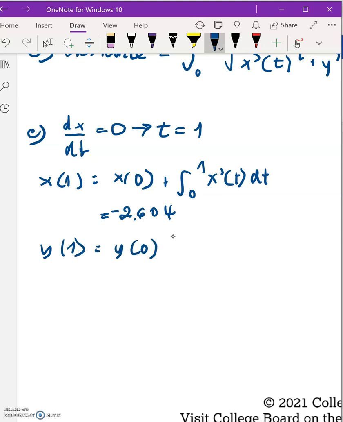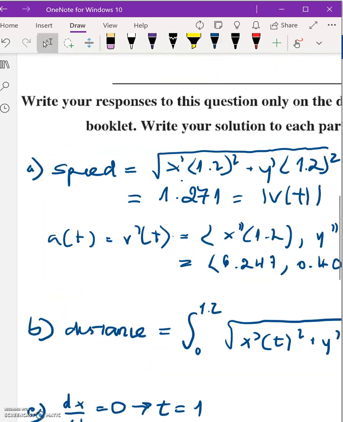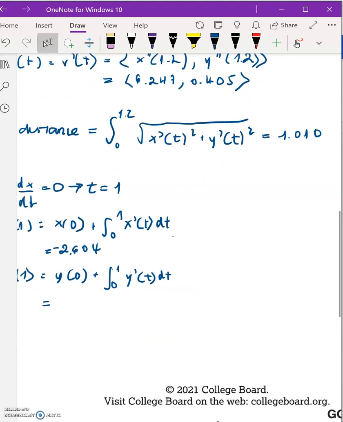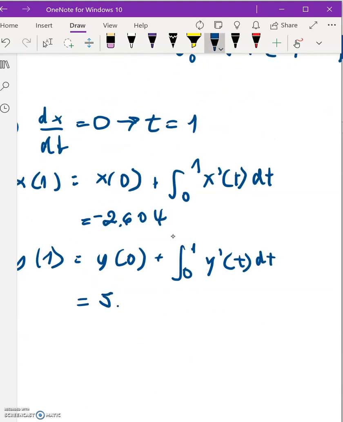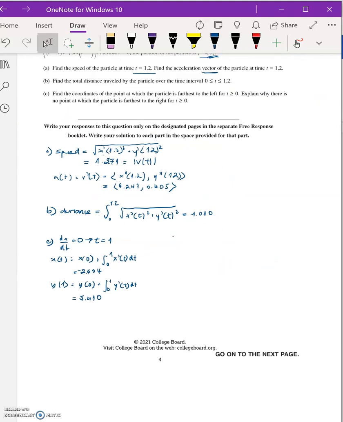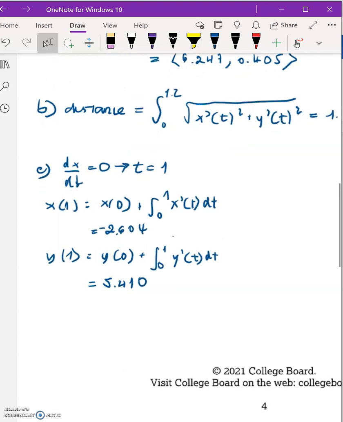Okay, so we're going to do the same for the y coordinate. So y0 plus the integral from 0 to 1 of the derivative of y dt. And y0 equals 5. So this equals 5.41.